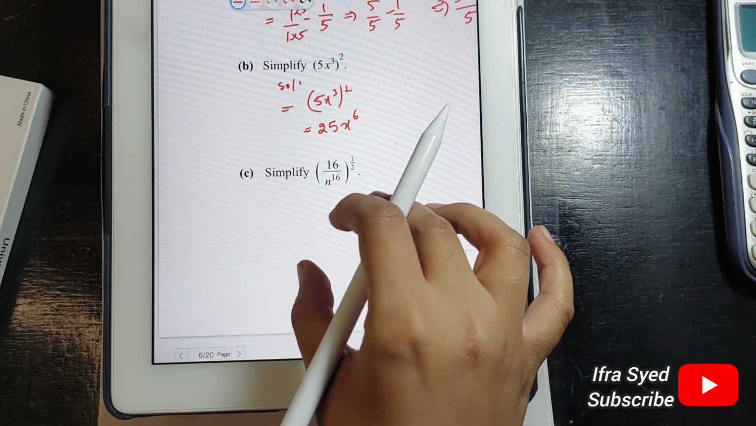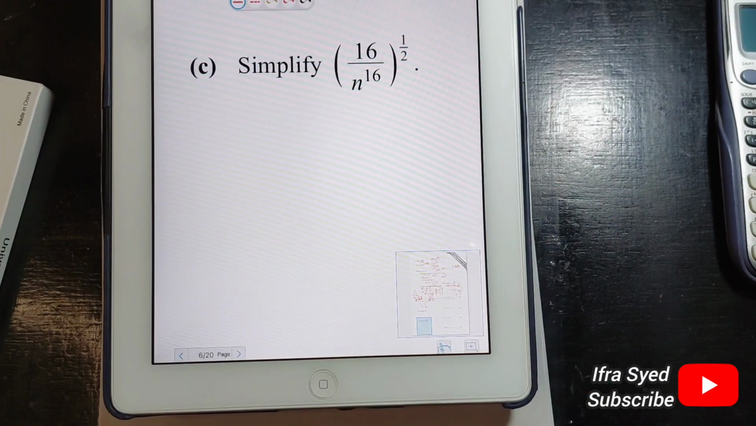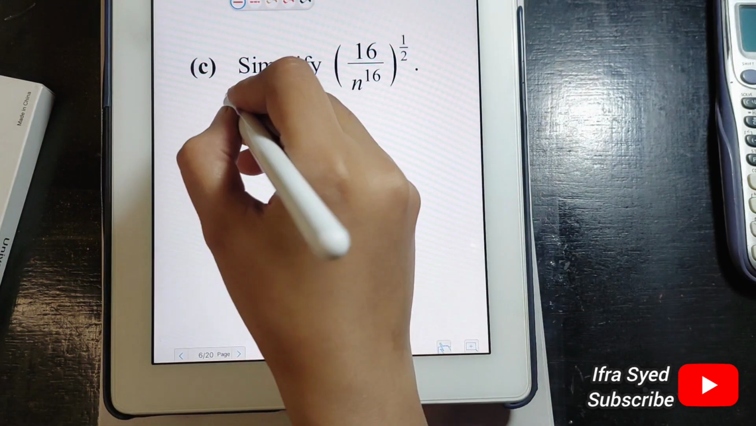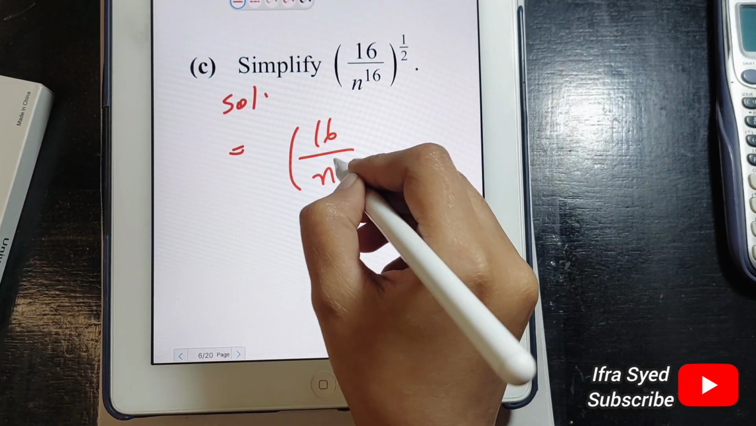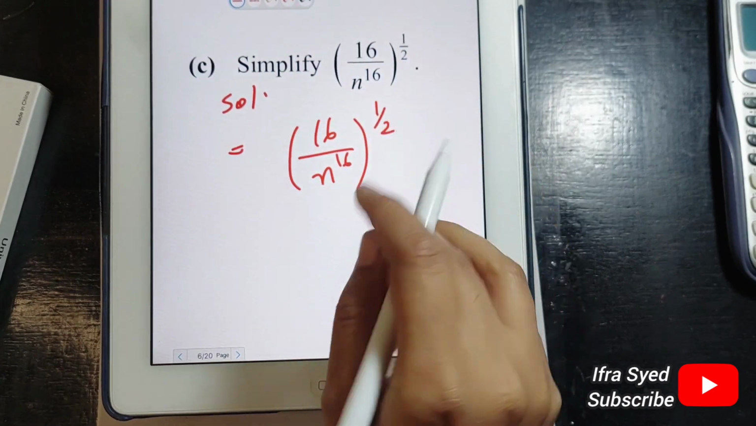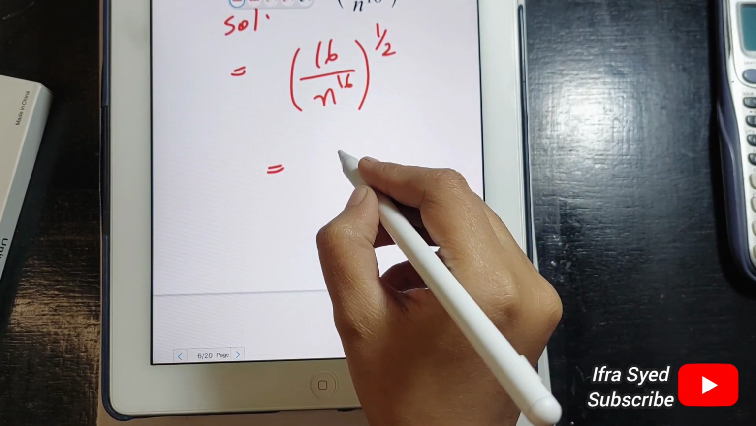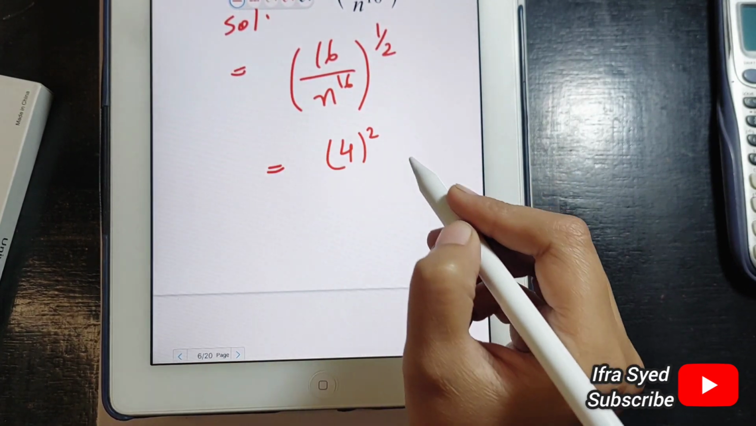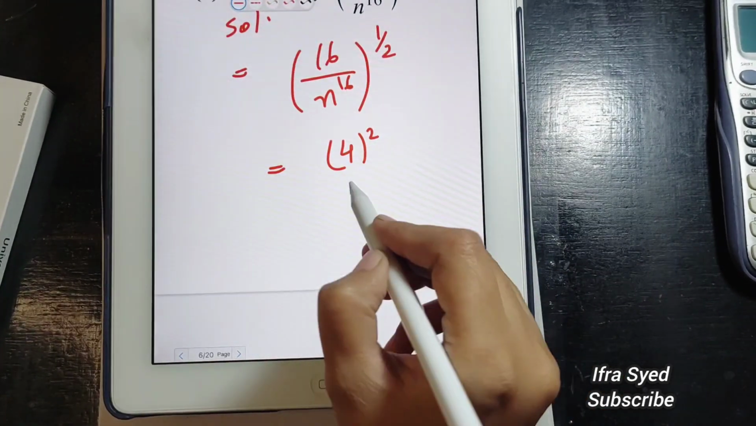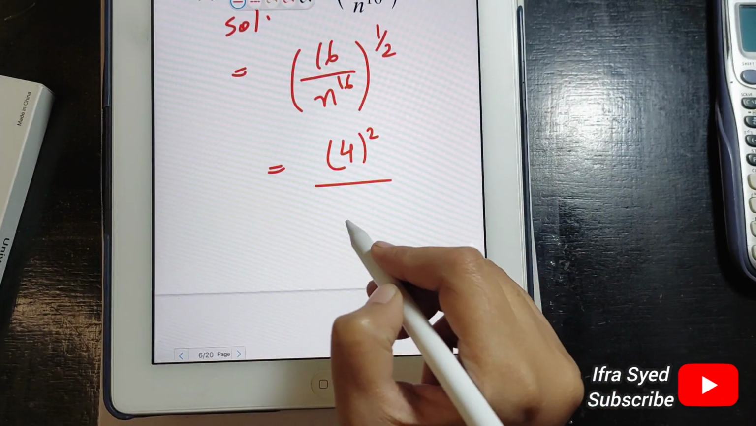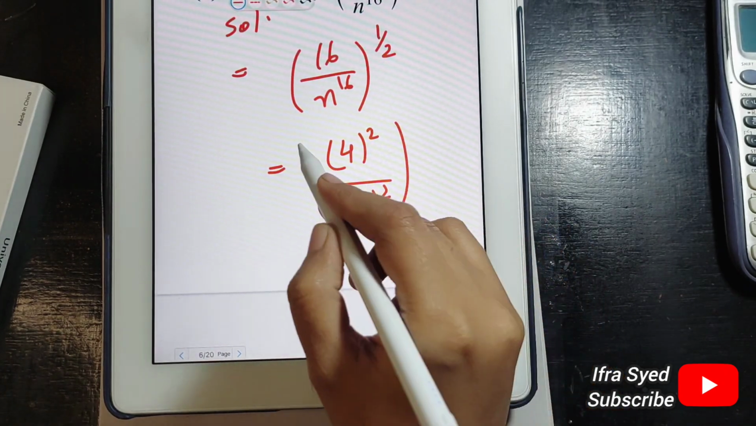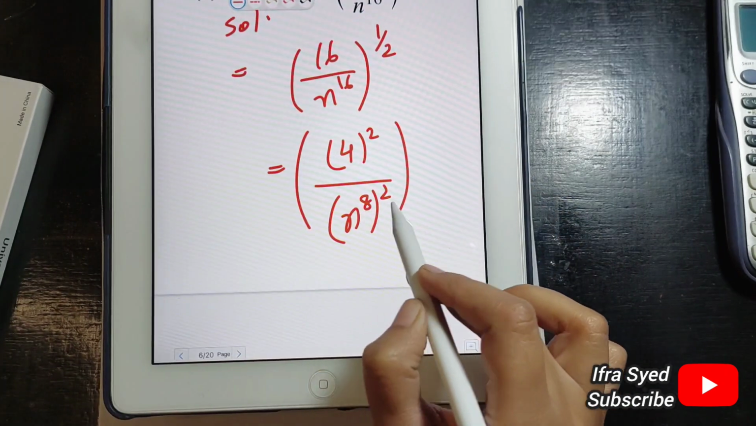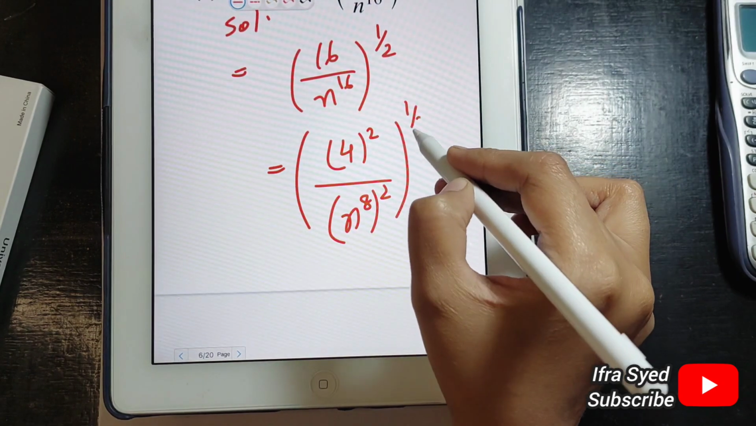Now let's move to the last part, and in the last part it is given to simplify (16 by n power 16) whole power 1 by 2. So our question is (16 by n power 16) whole power 1 by 2. So the square of 4 is equal to 16. So I'm writing (4) whole square in place of 16, and I'm writing (n power 8) whole square in place of n power 16. 8 into 2 is equal to 16, and the whole power is 1 by 2.